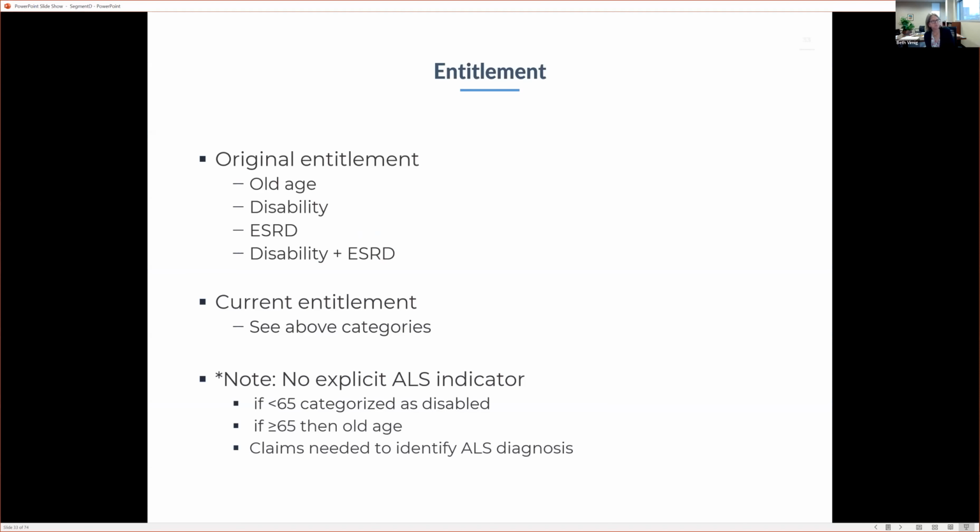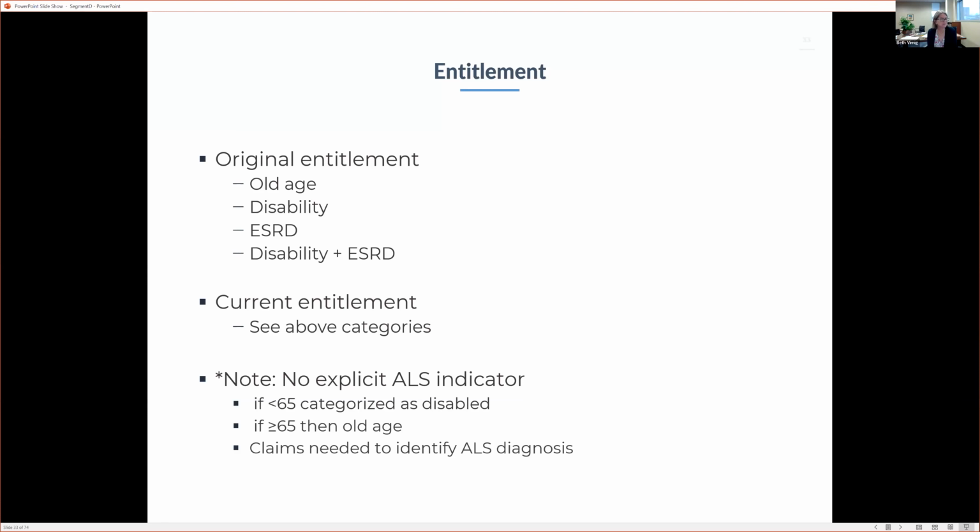So for example, you could find somebody who is disabled but aged into the old age program by saying if original entitlement was disability and current entitlement was old age. You could use that to create a flag to differentiate between the people who were disabled and aged into Medicare and the people who just got it because of age.